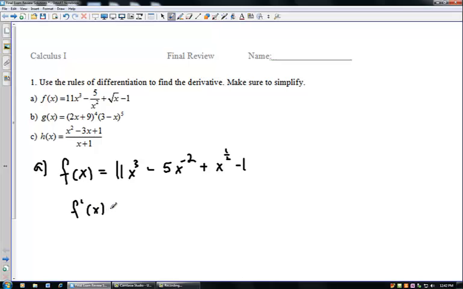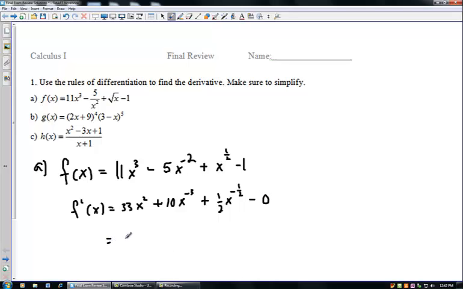So I have f prime of x is equal to, the 3 is going to come down. I'm going to get 33, because 11 times 3 is 33x squared, minus, the negative is going to come down, and minus a negative is going to be a positive 10x to the minus 3, and then plus the 1/2 is going to come down, so I have 1/2 x, and I take away 1 from 1/2, so 1/2 minus 1 is negative 1/2, and of course the derivative of 1 is 0. And so there's the derivative.